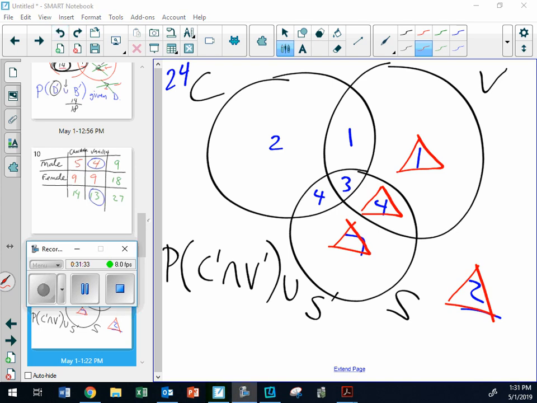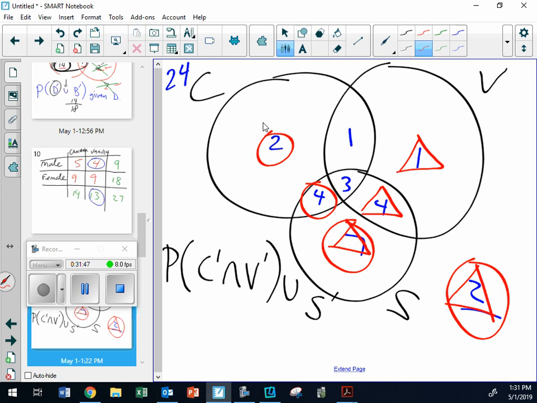Okay, now not V. Remember, can't use a different color. So I'm going to use not V is going to be circles. Would you agree that these are all of the things that are not V's? Did I circle all of the not V's? I think I did. Now, do I want where they overlap, as in intersect? Or do I want a big group of everybody? Intersect or union?